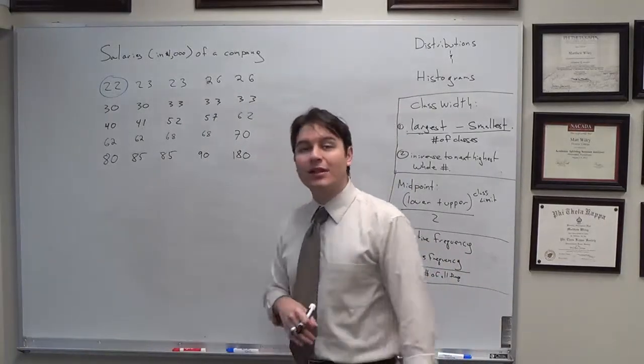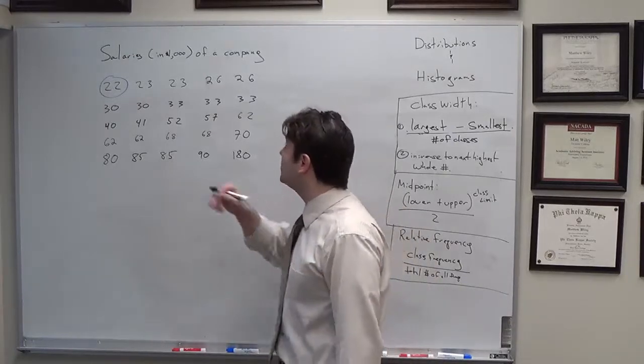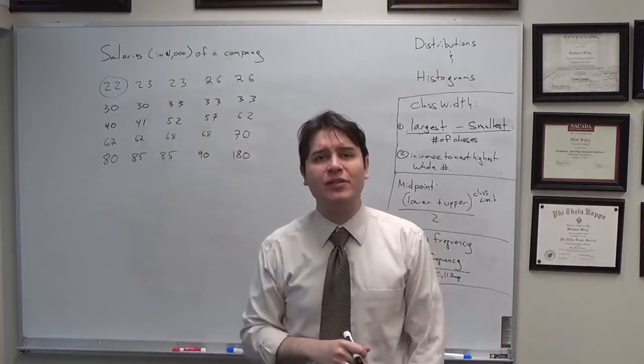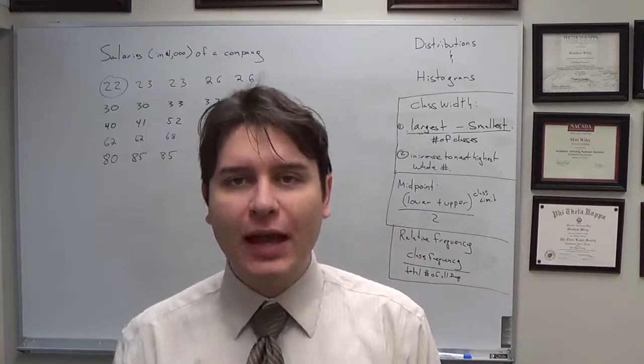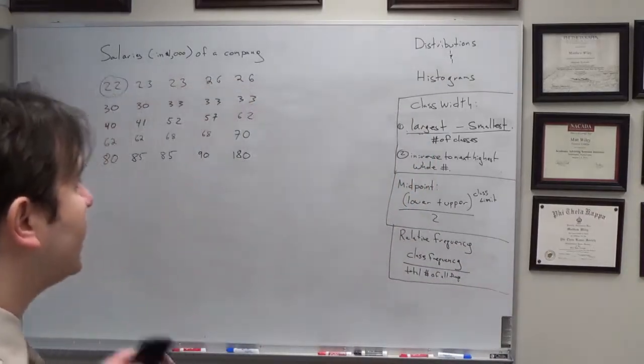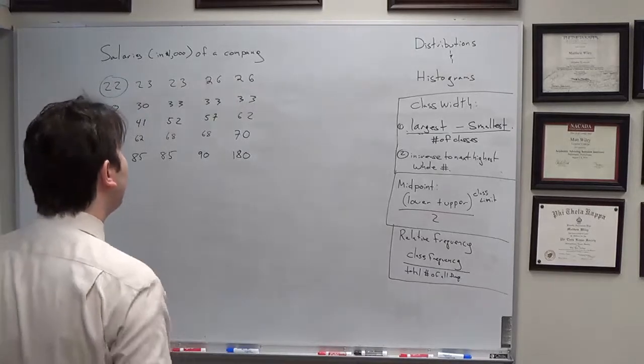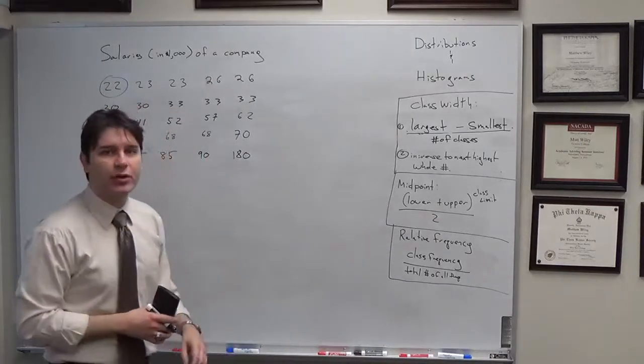I've got salaries at a company, some random company that I picked. These salaries are in thousands of dollars, so I say 22, and you know I mean 22,000. And what I would like to do is organize this in some fashion so that I can get a sense for how these salaries work.